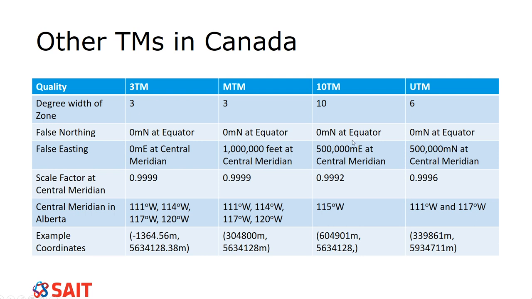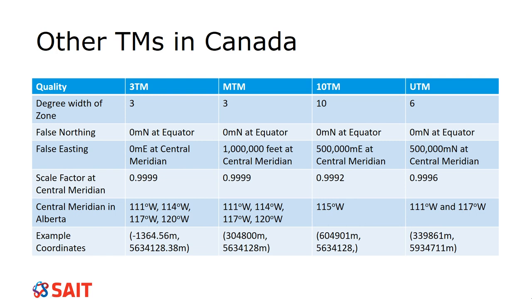So again, 0 meters at the equator. The central meridian is also set at 500,000 meters east. So these values are going to spread widely. We only have one central meridian in Alberta for the 10TM, and that is at 115 degrees west, so it's about central. And with that, we use this particular one for any projects that span the province.